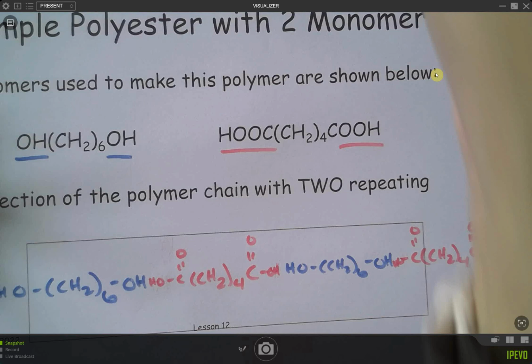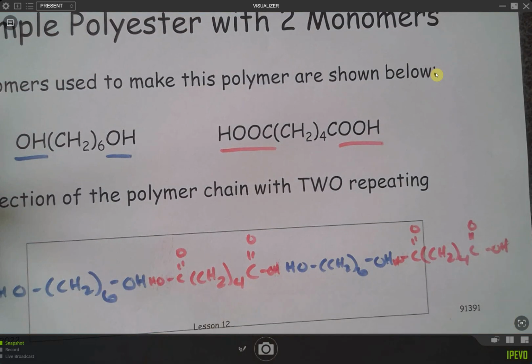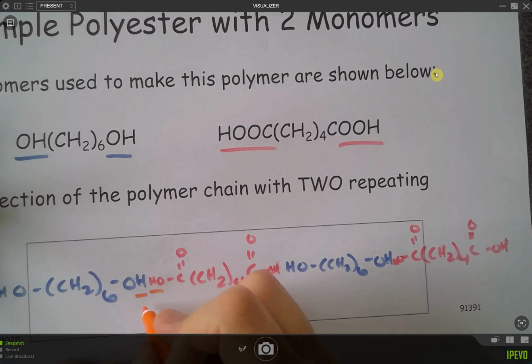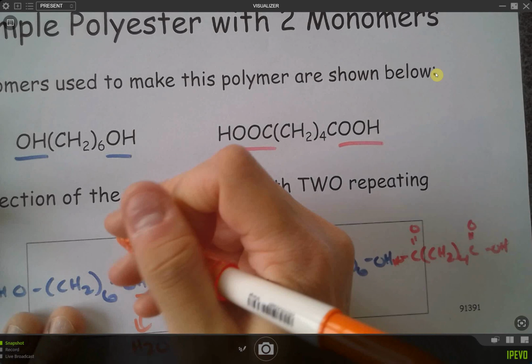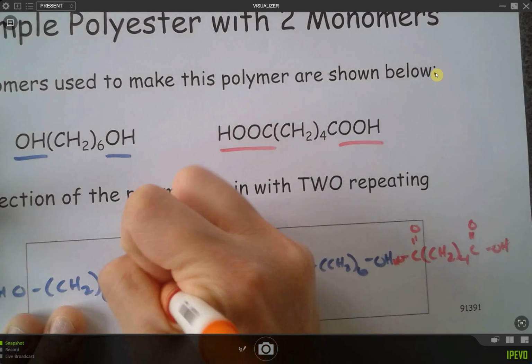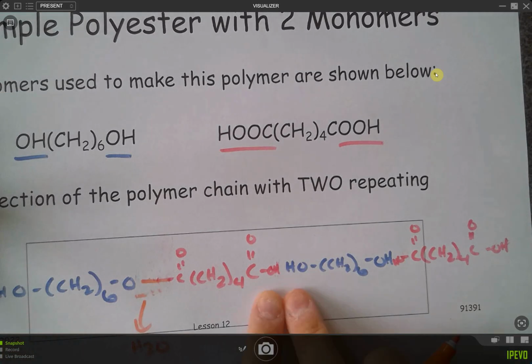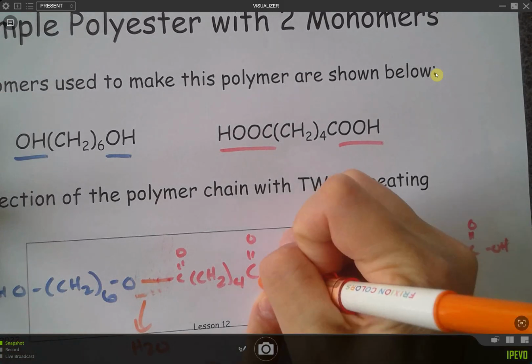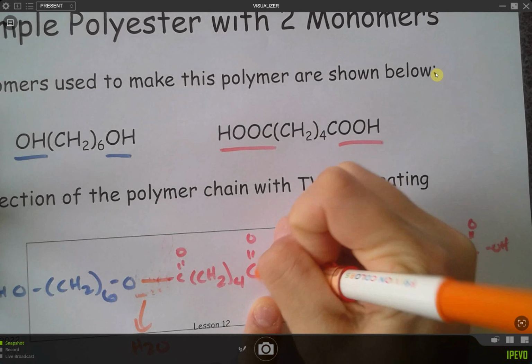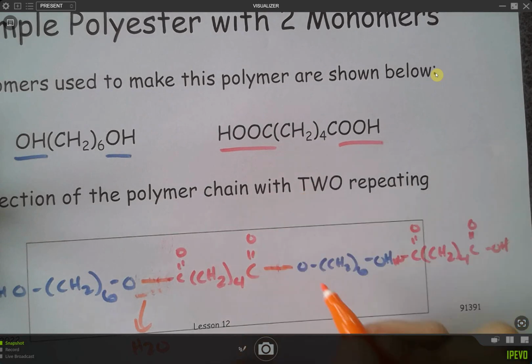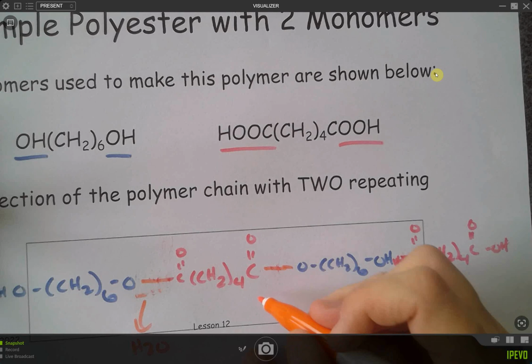So the blue ones are my alcohols. The red ones are my carboxylic acids. The next thing I need to do is remove the water again. So again, hydrogen comes off the alcohol. OH comes off the carboxylic acid. So this is what's going to be removed to make the water. And then that's going to be joined together. Again, look at the next one. This one's going to lose the OH. That's going to lose the hydrogen. That's going to come together. Next one.